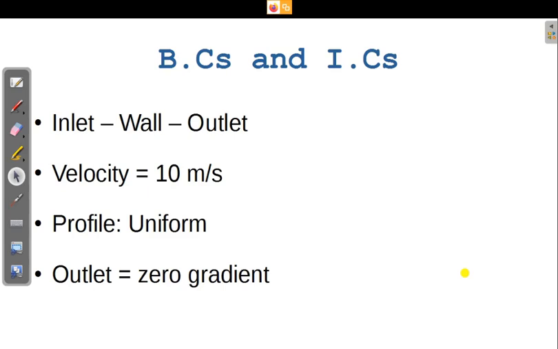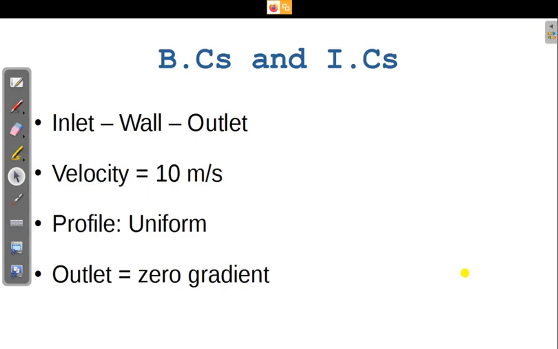boundary conditions. There is a velocity boundary condition which I have mentioned. The velocity is 10 meter per second. Actually, it's an initial condition. If we are defining a velocity boundary condition, we have to define a profile. If we are keeping this bike inside a wind tunnel kind of situation, the profile will be laminar, or we can say a uniform profile.